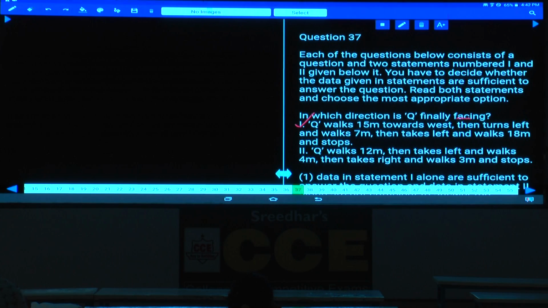Then condition number 2: Q walks 12 meters. As Q walks 12 meters, neither the initial direction nor the final direction is clearly given. In condition number 1, the initial direction is given, but in condition number 2, neither the initial direction nor the final direction is given. Hence 2 alone is not sufficient, only 1 alone is sufficient, that is given in choice 1.